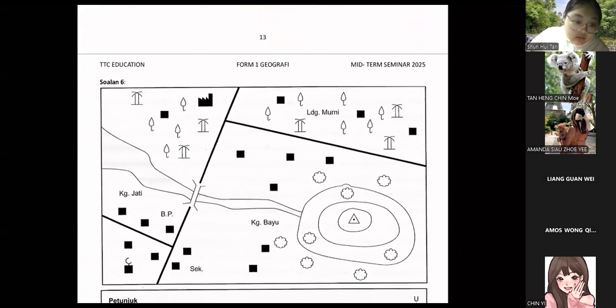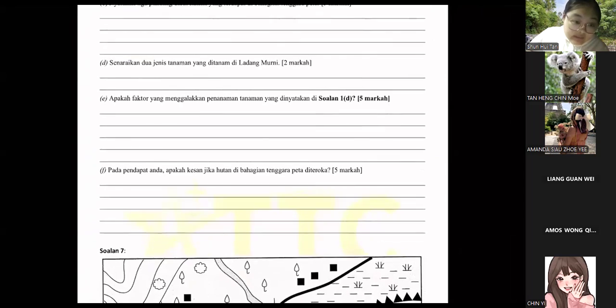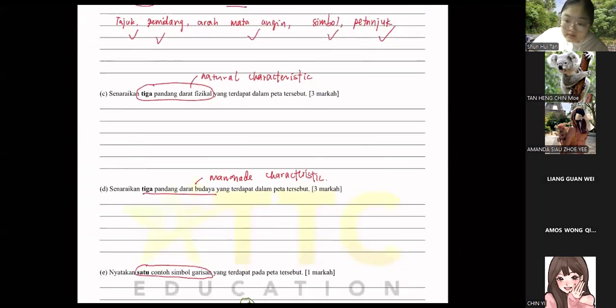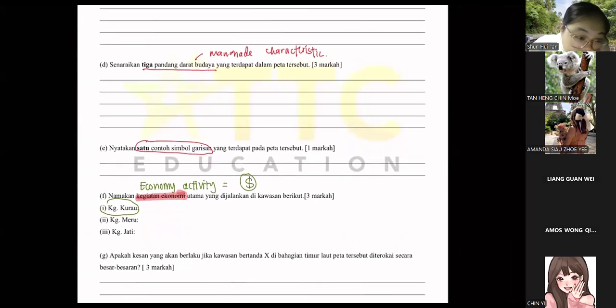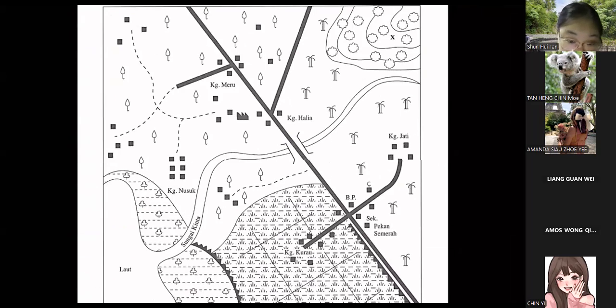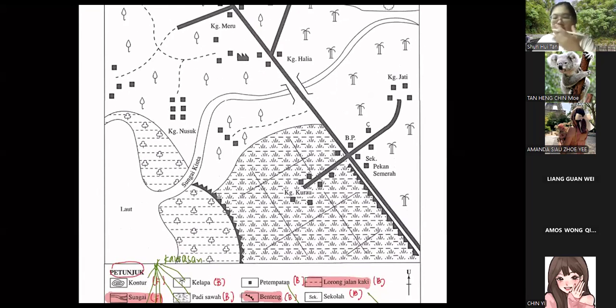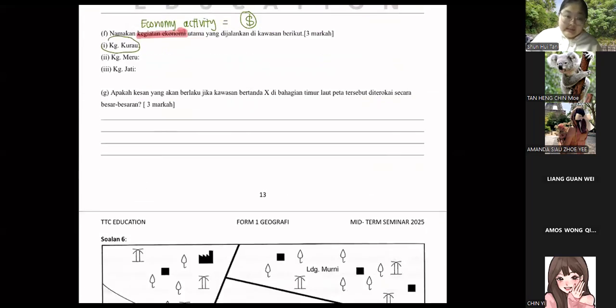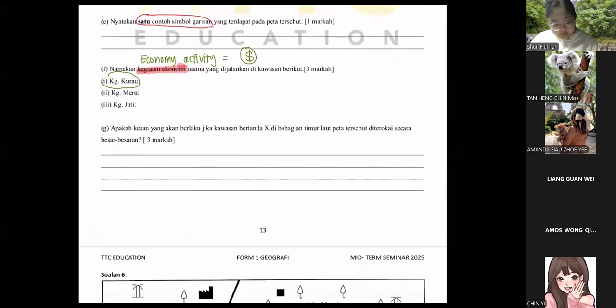Where's Kurau? Wait, I think I have a missing thing. There's no Kurau. Kampong Meru, Kampong Jati. Wait. Oh, okay, I found it. Sorry, my eyes. Here. And you see what? Menanam padi. Yes. Okay. So you can say menanam padi, or pertanian.